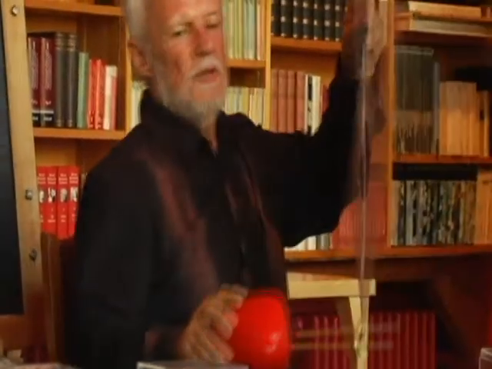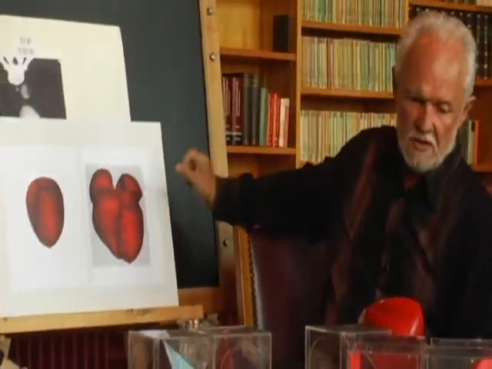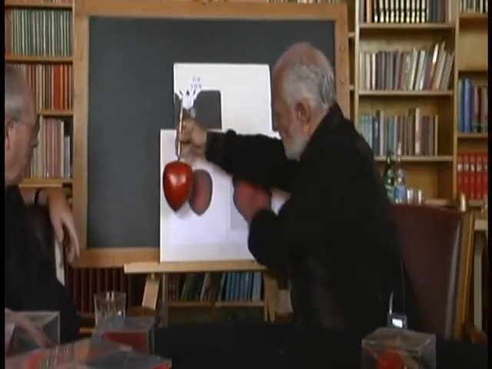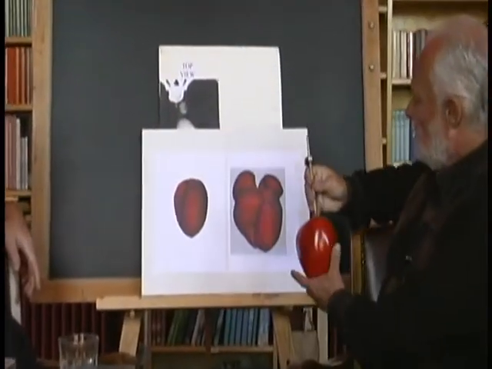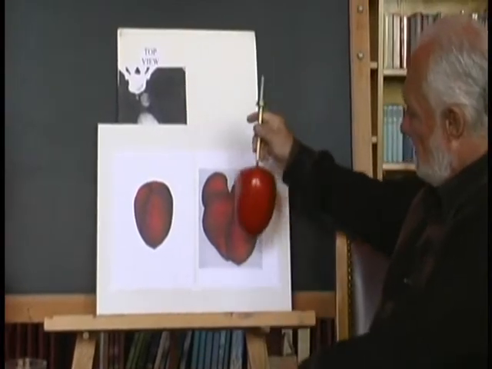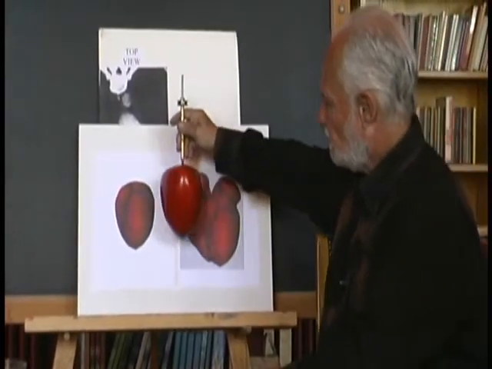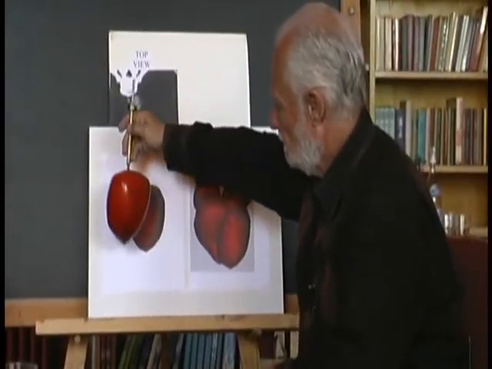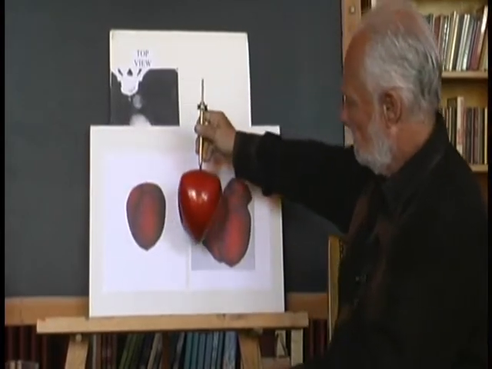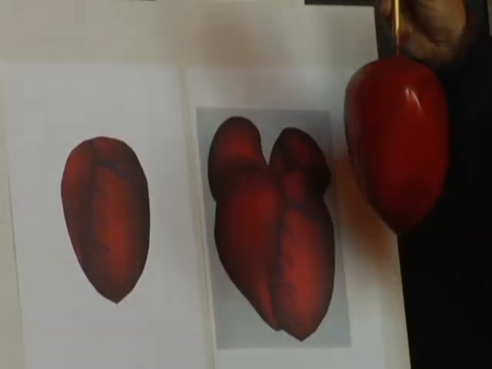So I went on the internet to find what there was that showed the form of the heart. This is from a doctor and he gave me permission to bring this. And you can see how very similar this is. Here's the right ventricle.